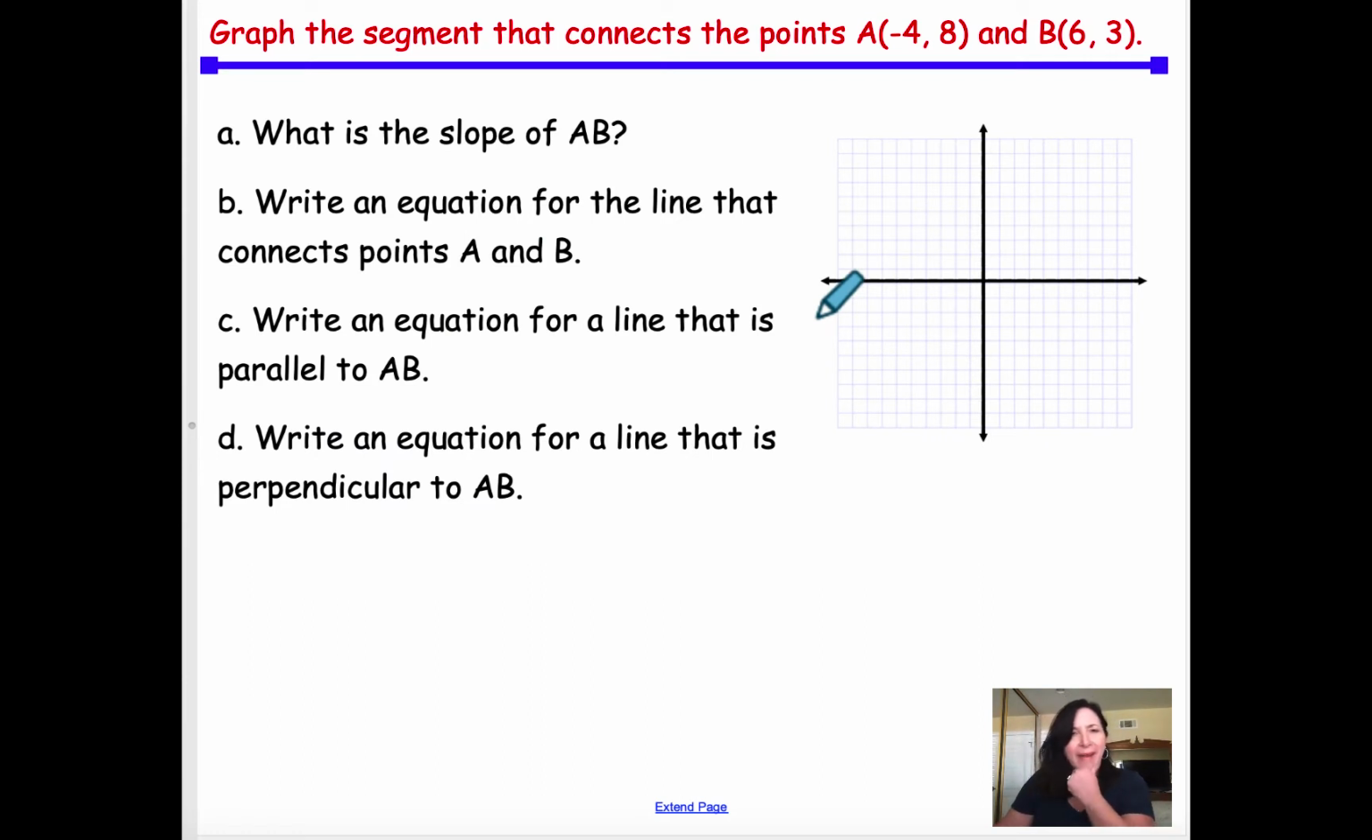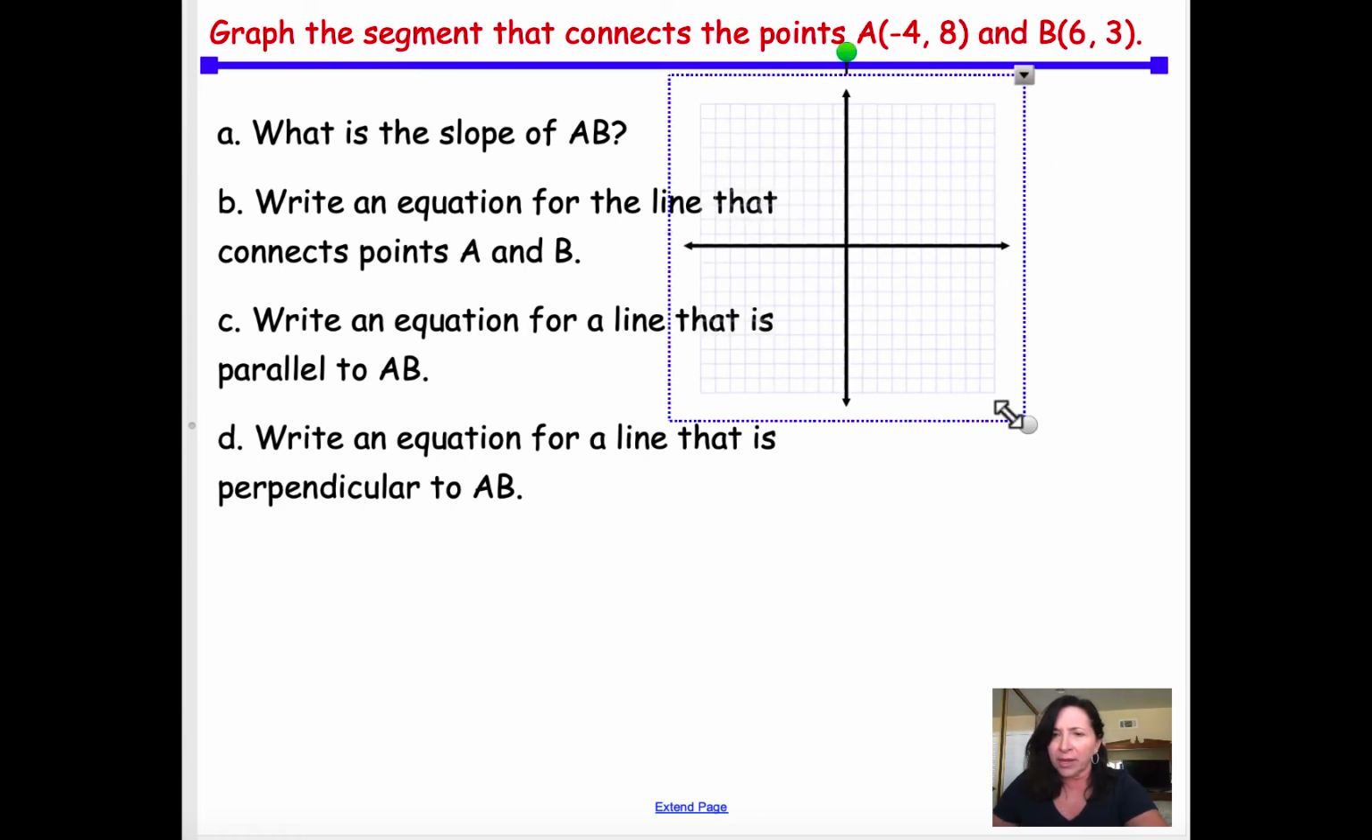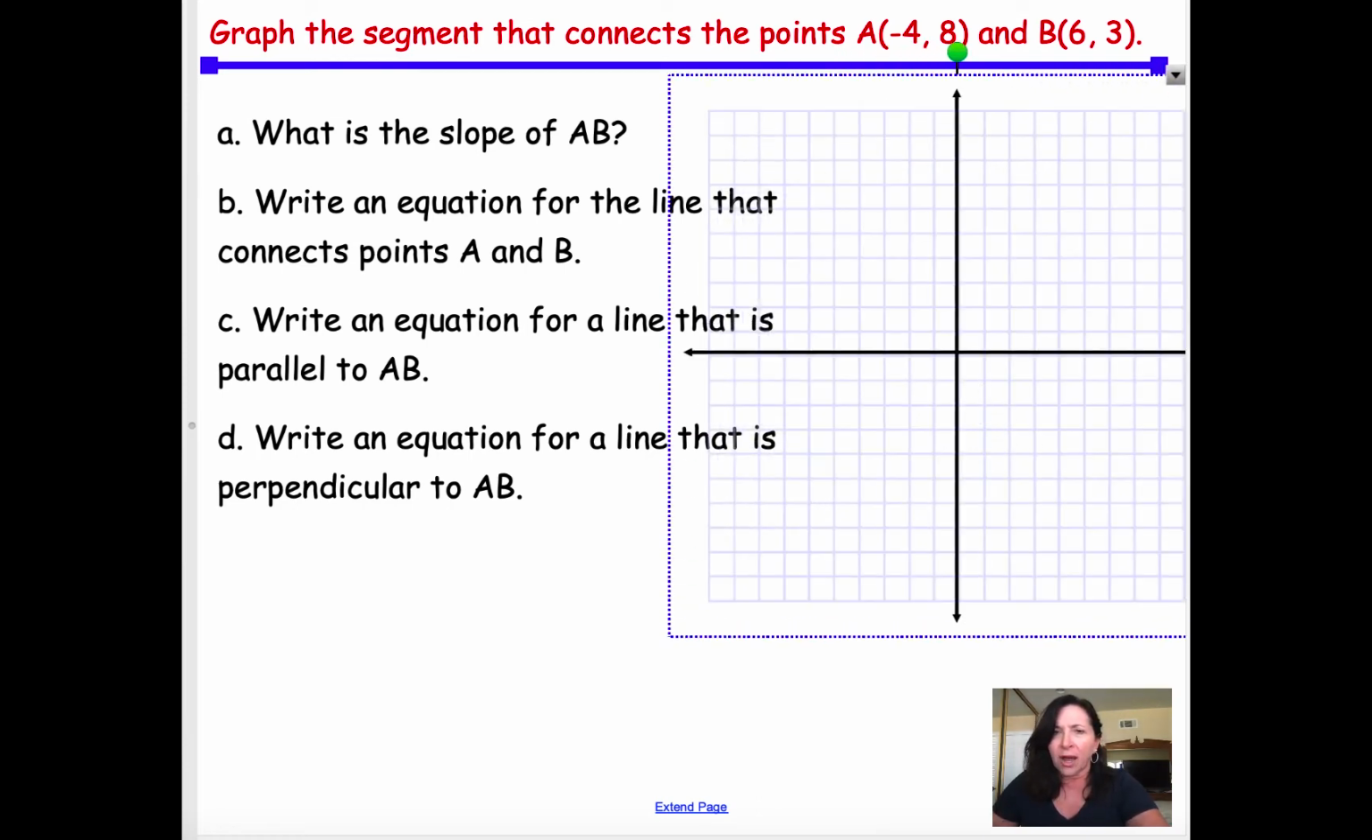The next problem has to do with a segment that connects these 2 points. So I'm going to plot my points, and let's see what we get here. All right, we've got one point.